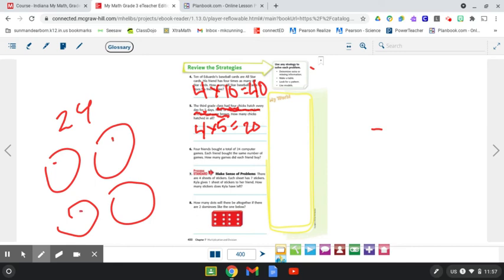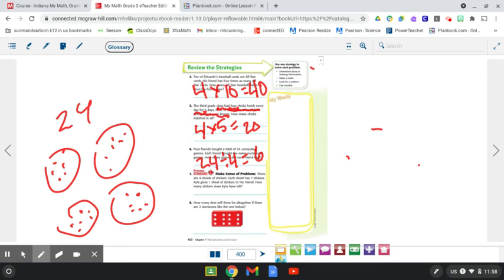So 1, 2, 3, 4, 5, 6, 7, 8, 9, 10, 11, 12, 13, 14, 15, 16, 17, 18, 19, 20, 21, 22, 23, and 24. Okay, so I had 24 into 4 equal groups. How many do I have in each group? I have 1, 2, 3, 4, 5, 6. So that means that 24 divided into 4 equal groups equals 6. Okay?